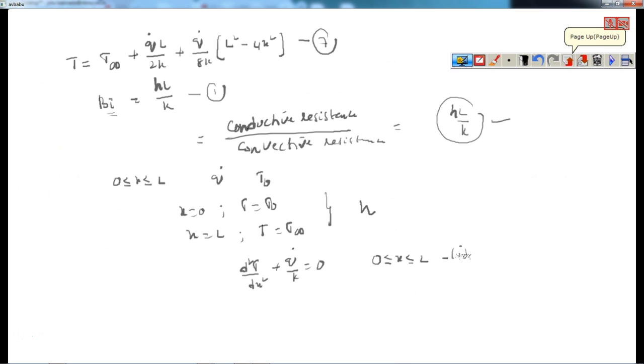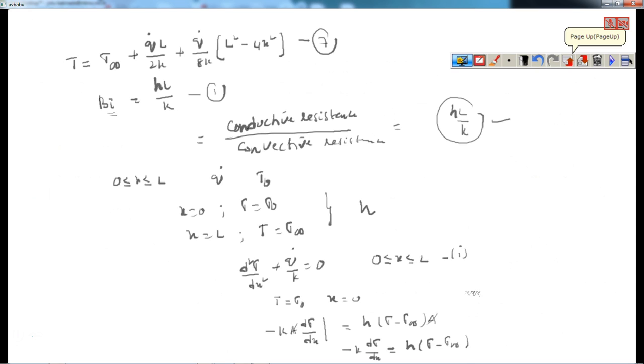This I am denoting as condition 1, and T is equal to T0 happens when x is equal to 0. And minus kA dT by dx at x is equal to L would be hA into T minus T infinity. A will get cancelled. This equals minus k dT by dx is equal to h into T minus T infinity.